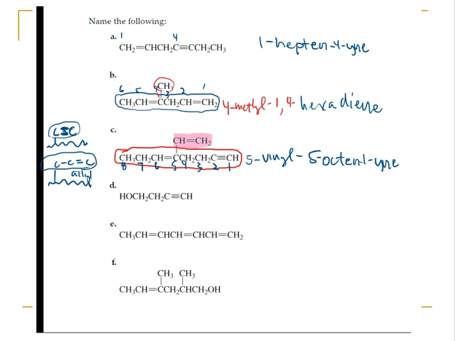All right, so let's take a look at D. D, I have 2 groups. A triple bond and an OH. Which one gets high priority?